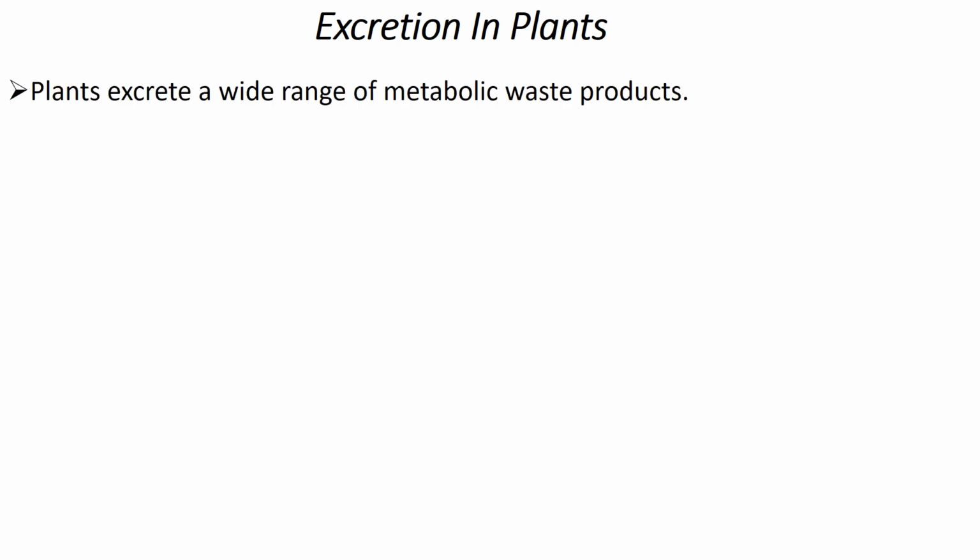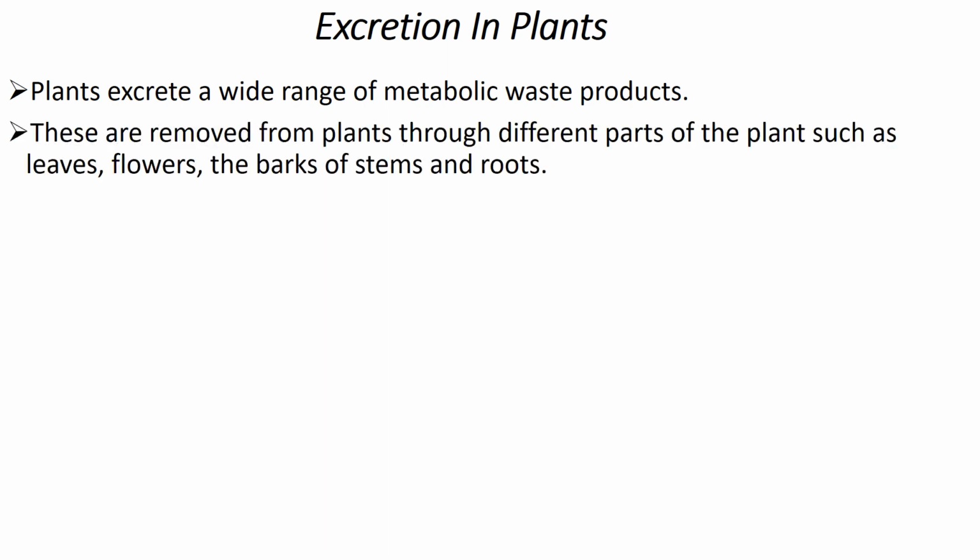So we're done with excretion in animals. We go to excretion in plants. Plants excrete a wide range of metabolic waste products. What we're going to do is take a look at some of the waste products and maybe the means in which they are excreted, but we won't go deep into the details. These waste products are removed from plants through different parts of the plant, such as the leaves, flowers, the barks of stems, and roots.